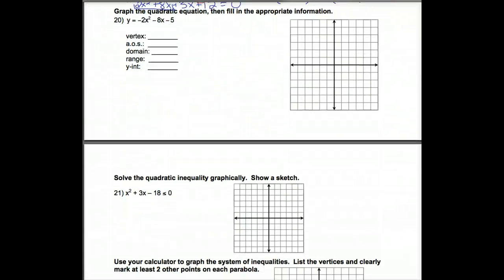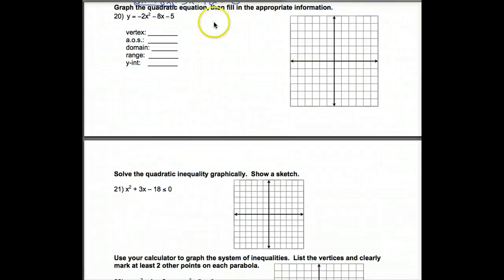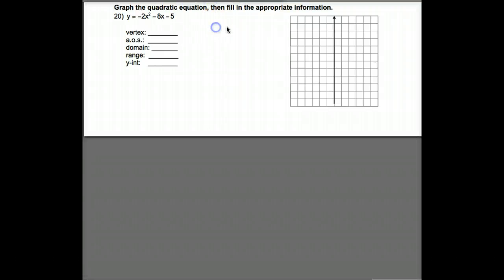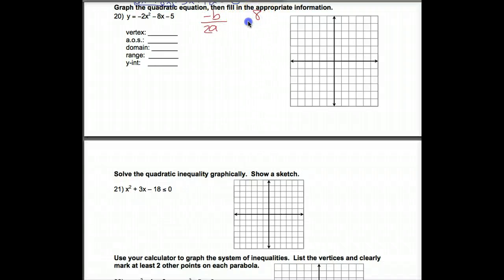Number 20. Graph the quadratic equation, then fill in the appropriate information. So this is in standard form, which means we find the vertex by doing opposite of b over 2a. So opposite of b would be positive 8, 2 times negative 2. So 8 over negative 4, which is negative 2. So the x-coordinate of the vertex is negative 2.